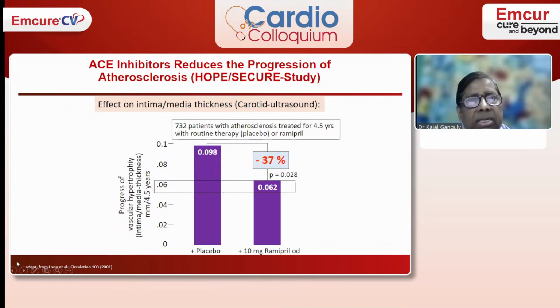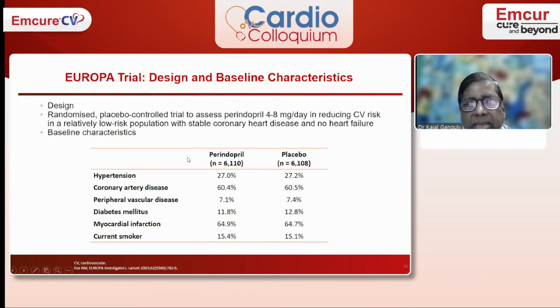So, atherosclerosis reduction in the HOPE and SECURE trial. Effect on intima media thickness, that is by bicarotid ultrasound. That shows that 10 milligram ramipril reduced the atherosclerosis by almost 37% in carotid intima thickness, if we consider. Next. That is a non-invasive target for seeing the atherosclerosis.